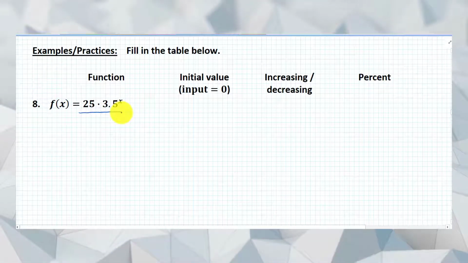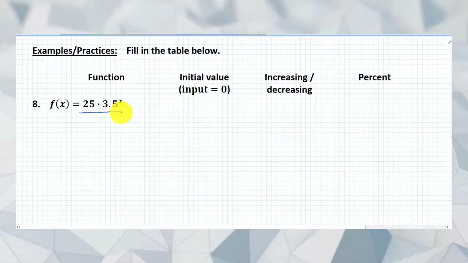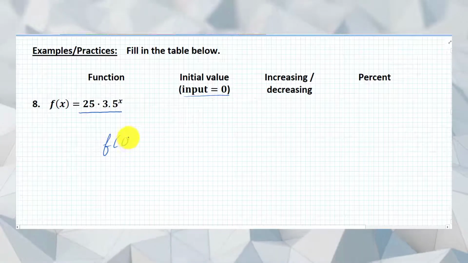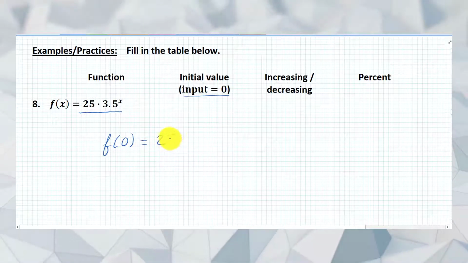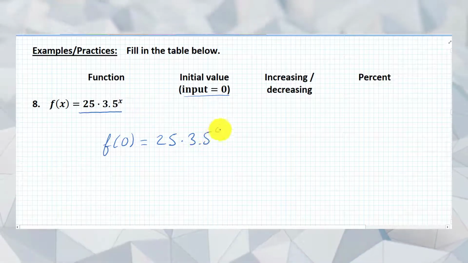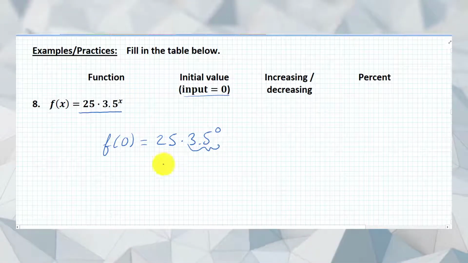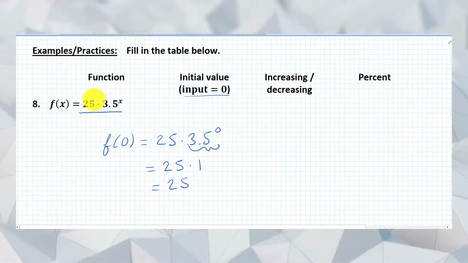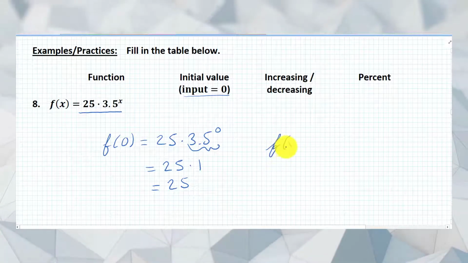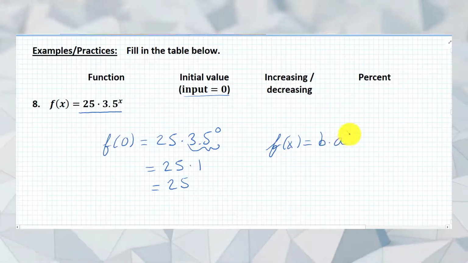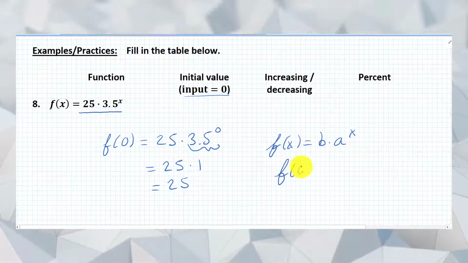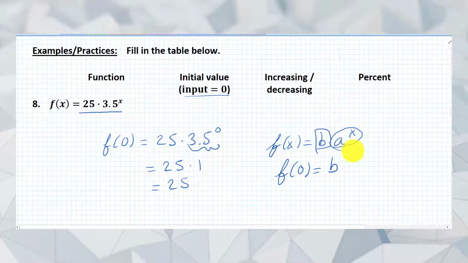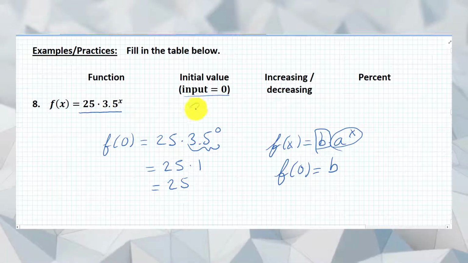It is an exponential function. What is the initial value of the function? Well, for an initial value, the input has to be 0. So what is f of 0? It's 25 times 3.5 to the 0. Anything to the 0 is 1, so it's just 25 times 1. So it is 25. And in general, if you have the function f of x equals b times a to the x, the initial value will be b, this number that multiplies the exponential part of it. Okay, so my initial value is 25.